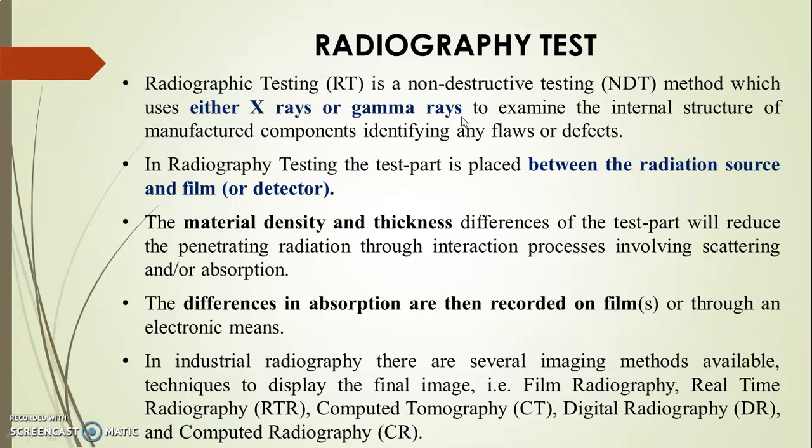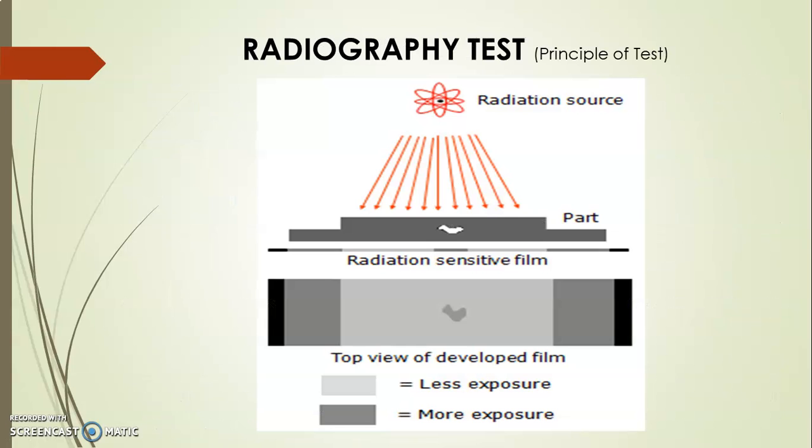the internal structure of manufactured components, identifying flaws or defects. For example, here you can see the radiation source is given. That radiation source will have either X-rays or gamma rays, and these rays will be passed through the specimen. Here the specimen is shown, inside which there is a small flaw, and due to the passage of the X-rays or gamma rays through the specimen, they reach the radiation sensing film.